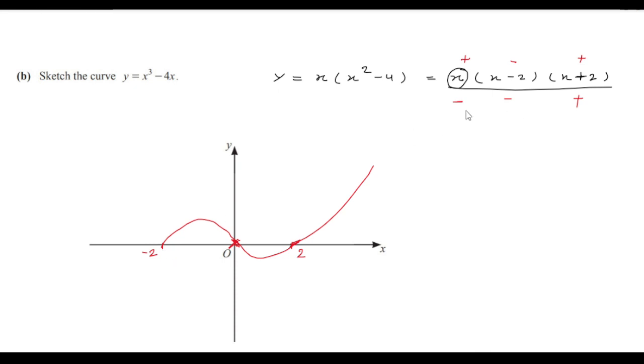Okay. Then finally, when I take a value which is less than minus 2, I find that this x value is negative, this x minus 2 is negative, and this x plus 2 is also negative. So here I will get a curve like this. So here, this is my graph for y is equal to x cube minus 4x. This is just a rough indication.